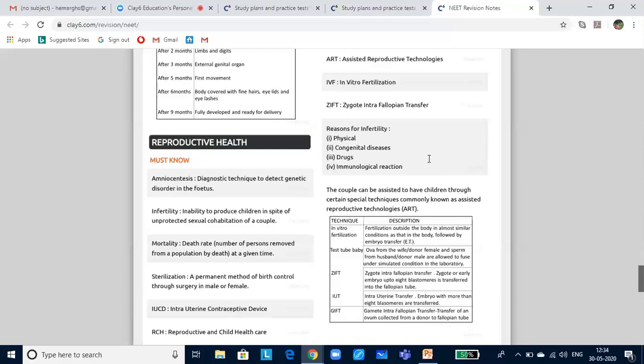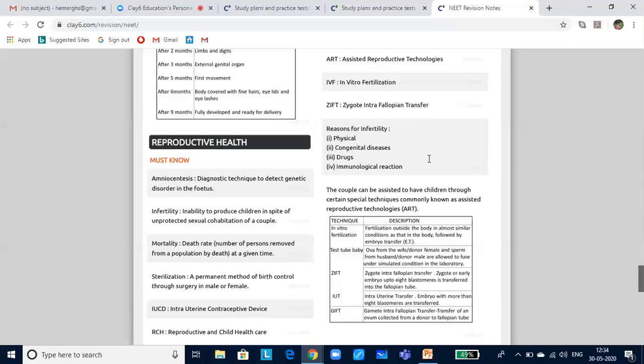One is in vitro fertilization, or the test tube baby program, a method in which ova from the wife or a donor female and the sperms from the husband or a donor are allowed to fuse under simulated conditions in the laboratory. The zygote or early embryo is transferred into the uterus or fallopian tube for further development, and this process is called embryo transfer. This can be done by zygote intrafallopian transfer, that is ZIFT.